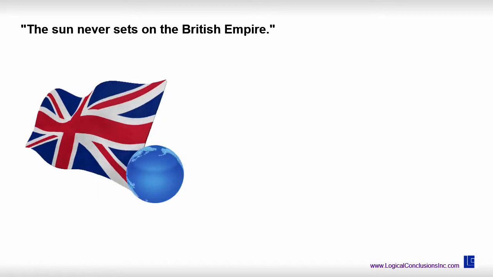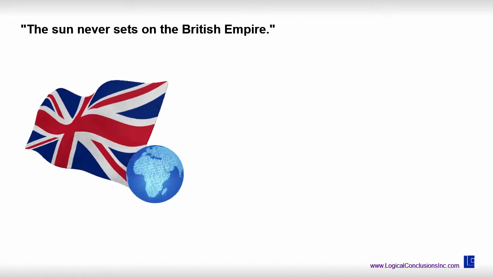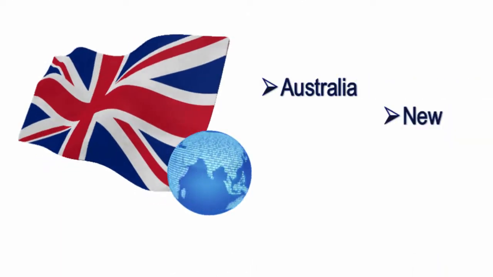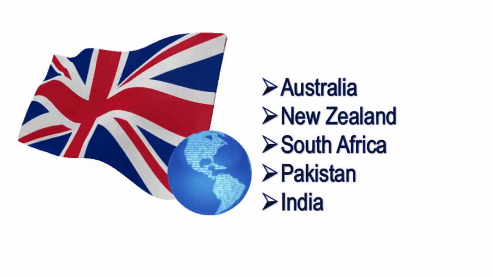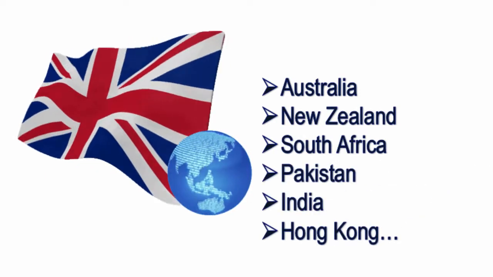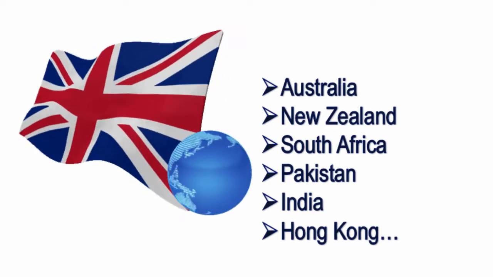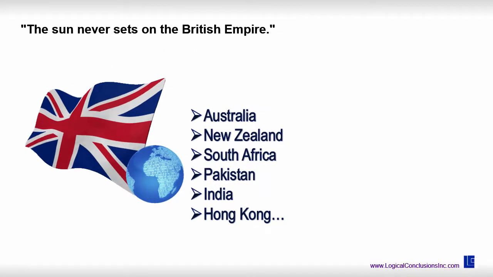Well, if you go today to some of the once British colonies, you find some of them still drive on the left. For example, Australia, New Zealand, South Africa, Pakistan, India, and Hong Kong all drive on the left. Obviously, those countries originally imported British vehicles and so ended up driving on the left also.